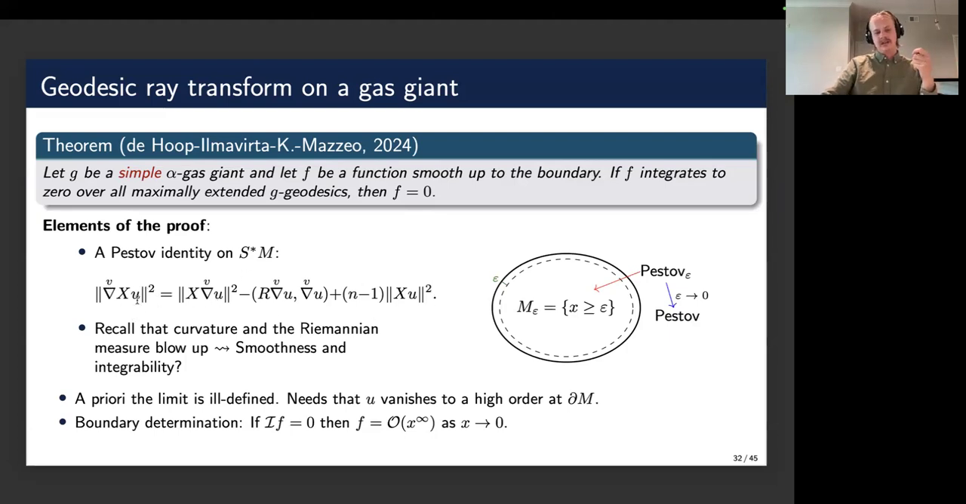So this is an L2 identity. There are some derivatives of f, and also the curvature is here. Specifically, it involves the Riemannian measures in this business, and also this curvature term. And we saw earlier that curvature blows up on a gas giant, and also the measure blows up positively. So you can have infinite volume. So these are things that you need to deal with.